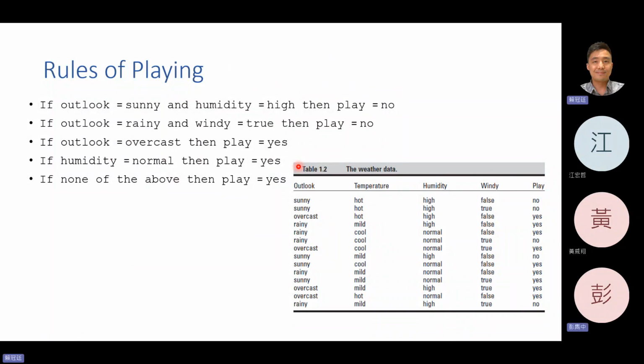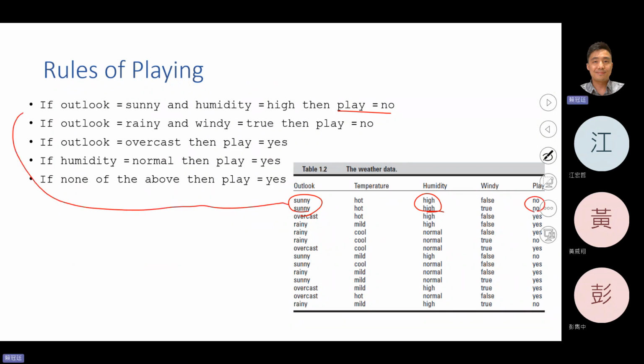So let's quickly learn some rules of whether to play from this data set. From the first two lines, we can define a rule. If the outlook is sunny and the humidity is high, then play is no, right? From those two lines, we can define a rule.